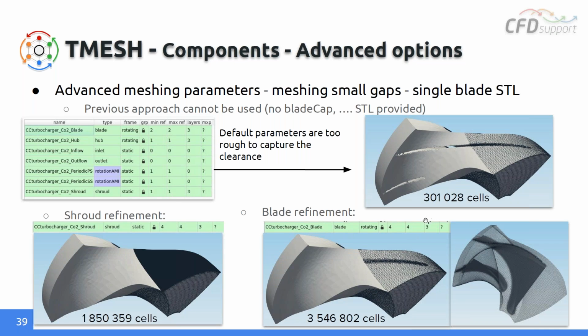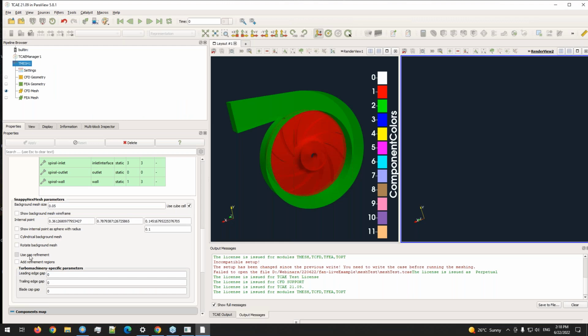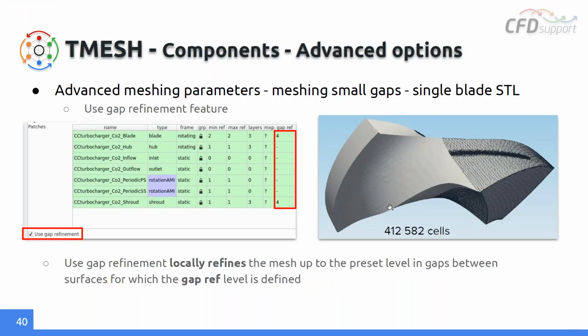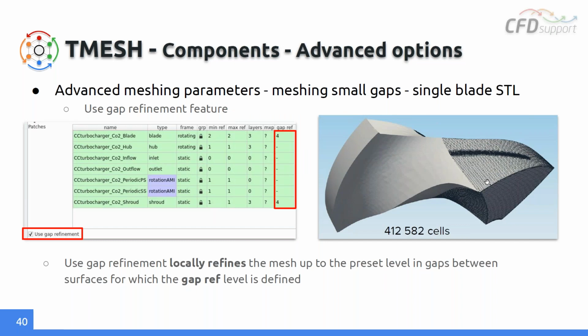Just because I would need to mesh this part. But there is the option which is called gap refinement. You can enable it here, use gap refinement, and then a new column appears. And you can set, between two parts of the geometry, for example between shroud and blade, that I would like to mesh only the gap, not the whole part. So you can set a higher level of refinement, for example again level four, in the gap refinement, and the algorithm automatically detects small gaps between these two parts and tries to mesh only this part with level four. And finally, instead of having millions of cells just because of meshing the gap between the blade and shroud, this approach creates a nice mesh with less than 500,000 cells.